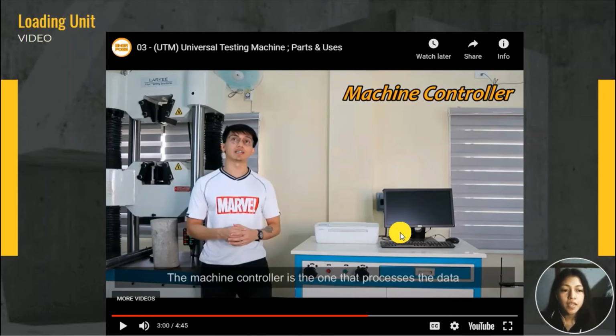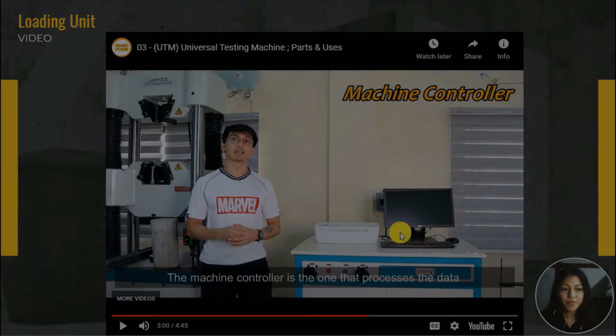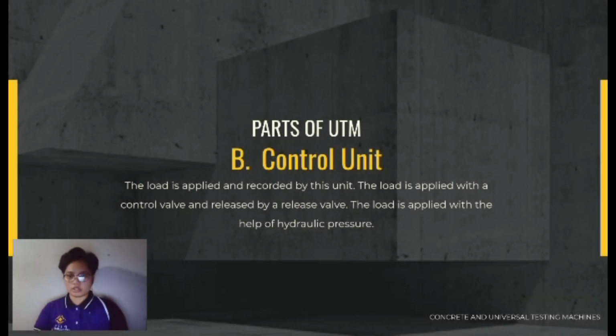So next, Miss Elena Francesca Mojica will report to you about the control unit of the universal testing machine. Thank you. For the control unit, the load is supplied and recorded by this unit. It is applied with a control valve with the help of hydraulic pressure and released by a release valve.